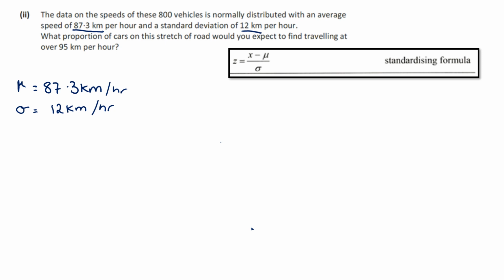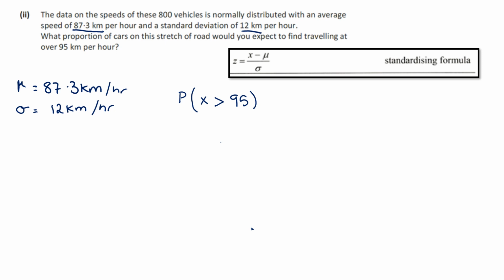They want what proportion of the cars in this stretch of road would you expect to be traveling over 95 kilometers per hour. Proportion is another way to say probability. So what is the probability that X is greater than or equal to 95 kilometers per hour? That's effectively, well, actually they've just said over, so it's better to write it as greater than.